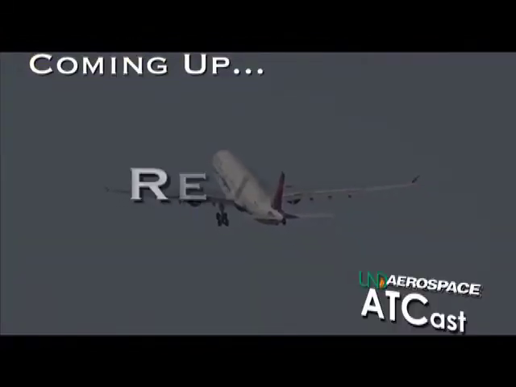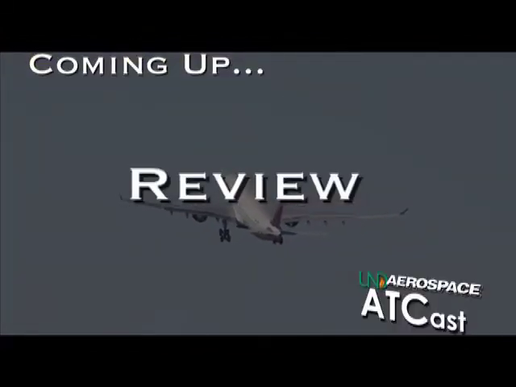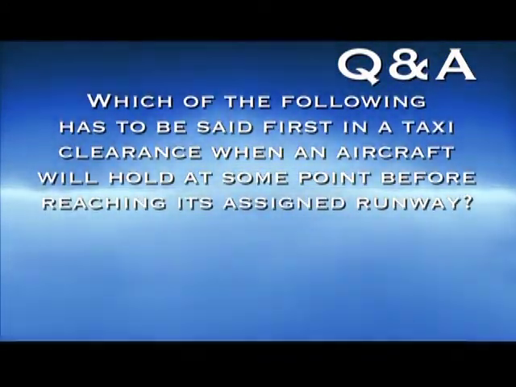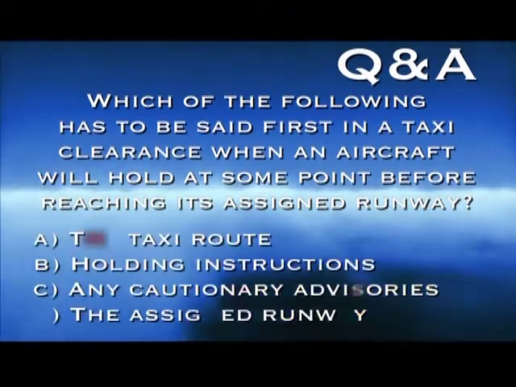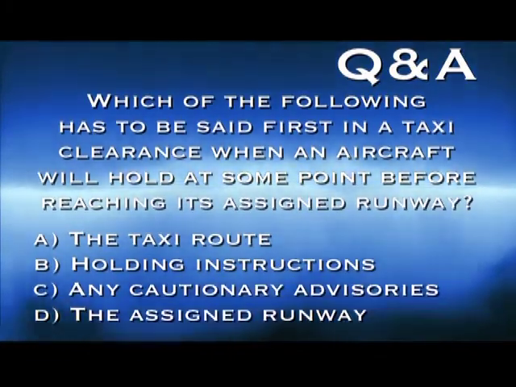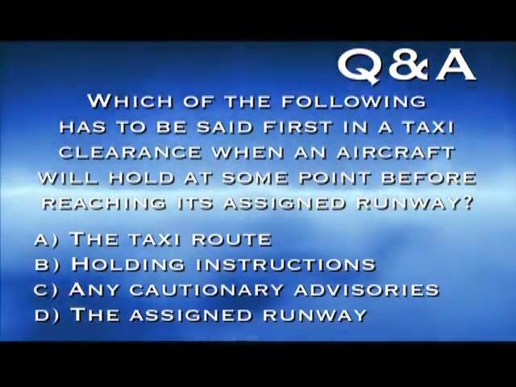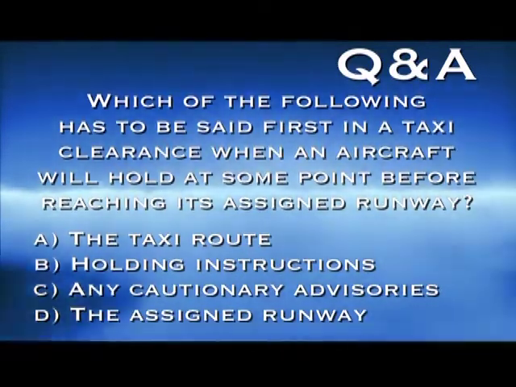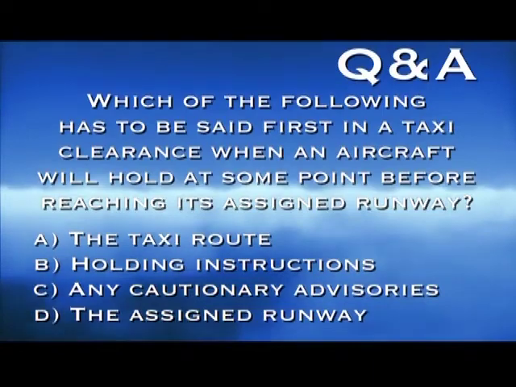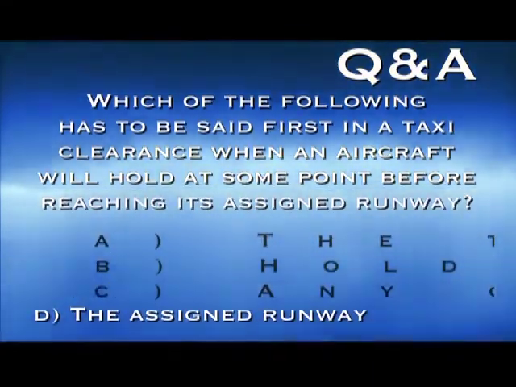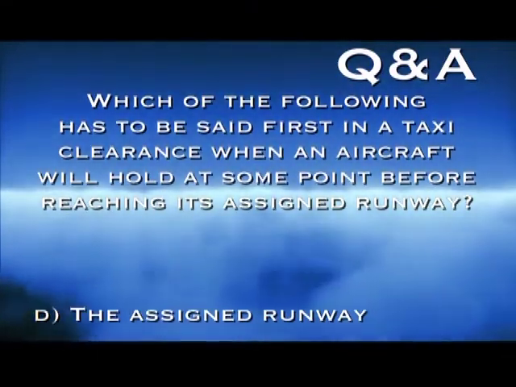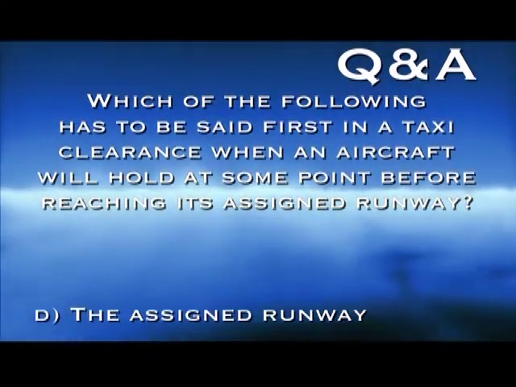Coming up next, we'll recap the important points from this episode. Which of the following has to be said first in a taxi clearance when an aircraft will hold at some point before reaching its assigned runway? A, the taxi route. B, holding instructions. C, any cautionary advisories. Or D, the assigned runway. The answer is D. Whenever an aircraft or vehicle will hold at some point before reaching the assigned runway, the assigned runway must be read first in the taxi clearance.